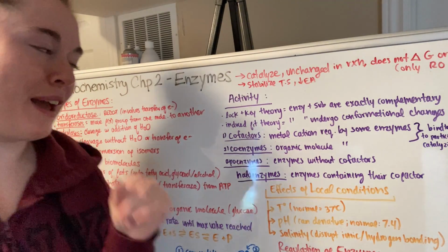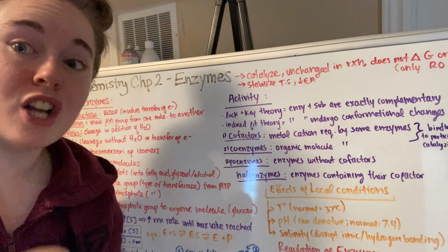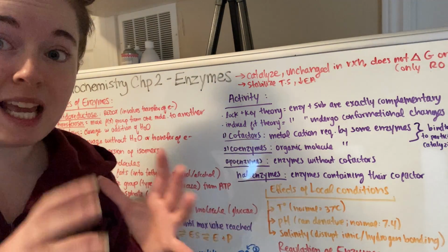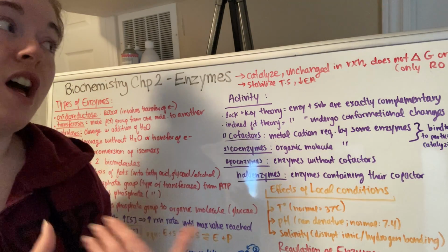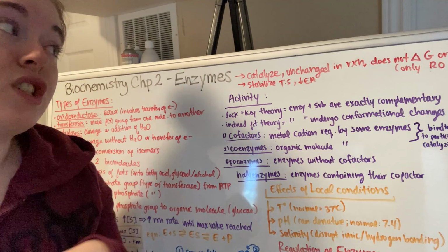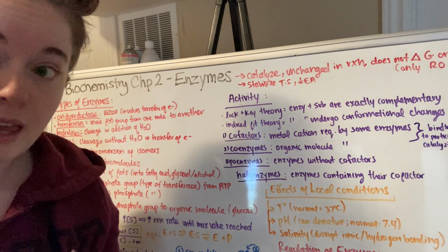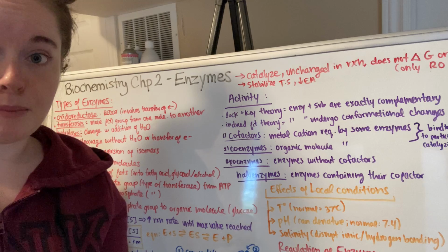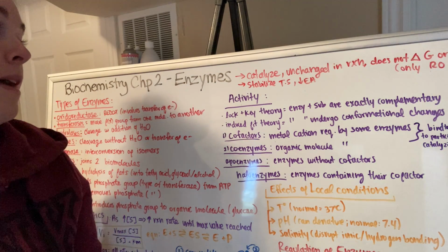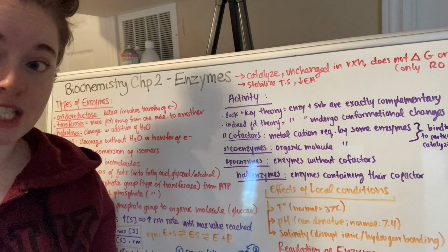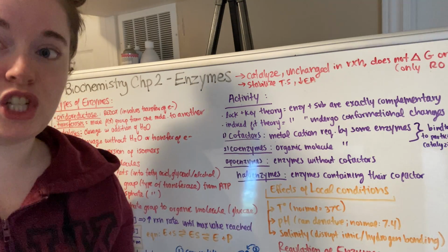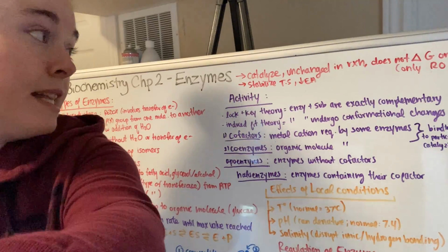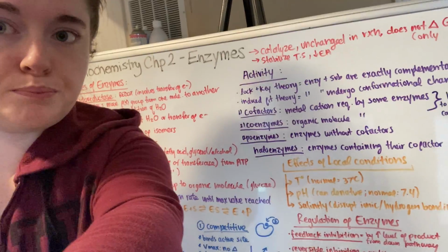An enzyme is a biological catalyst that remains unchanged and does not get taken up in the reaction, and it does not change delta G or the equilibrium. It only changes the rate of reaction. That's definitely an important point to remember. Enzymes can also stabilize the transition state, which means they lower the activation energy required for the reaction to proceed, which is how they increase the rate of reaction.